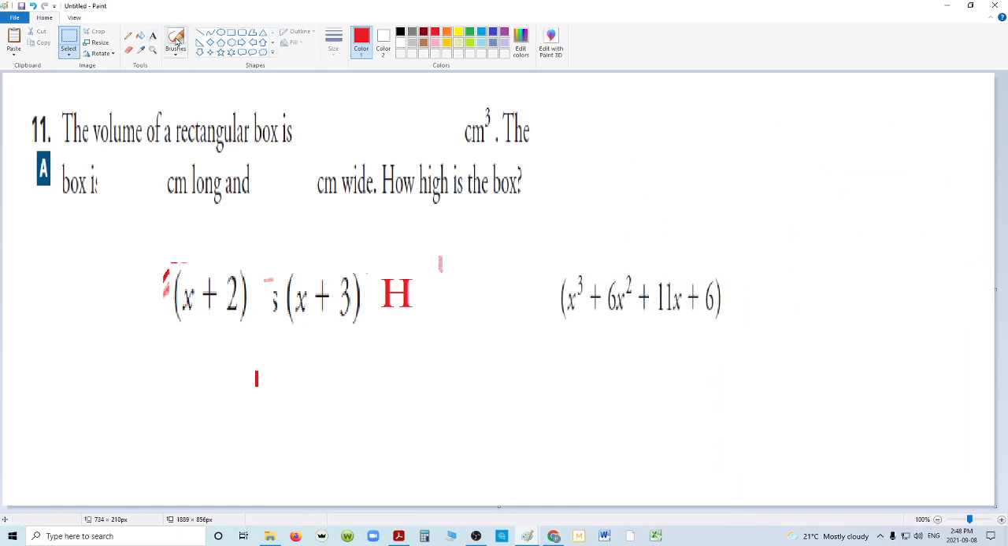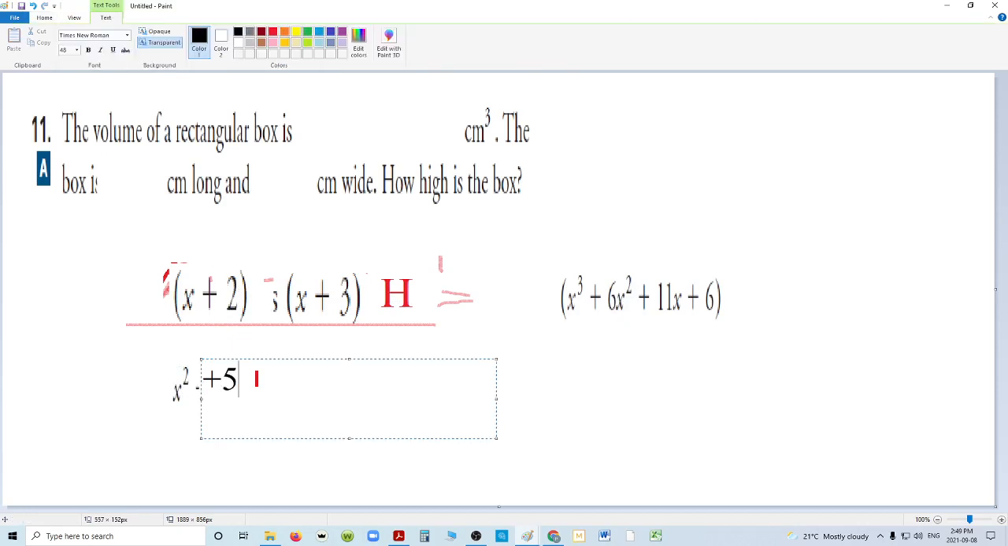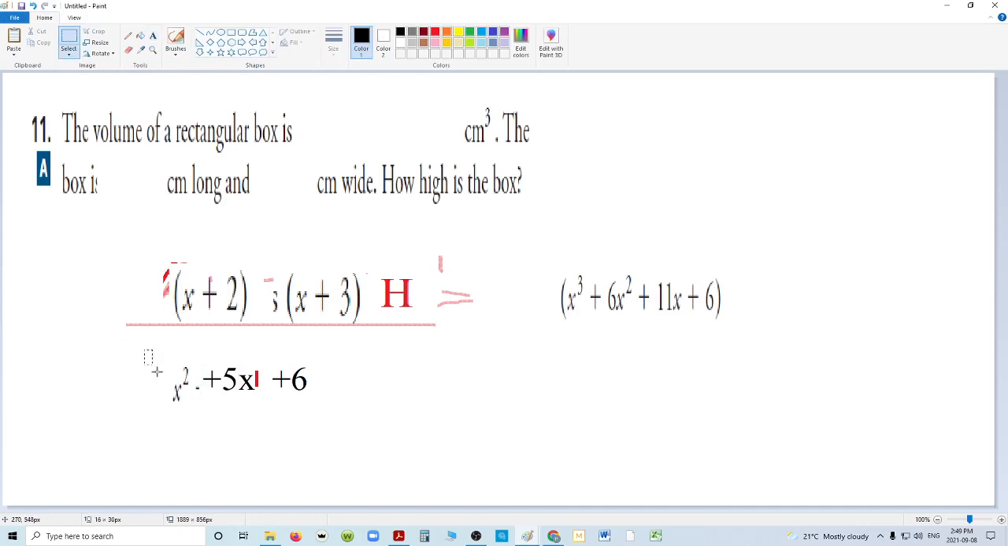Our length, our width, our height multiplied is going to be equal to that. Well, I know I can isolate that by dividing this on both sides, but I want you to expand it first. x squared plus 3x plus 2x plus 5 is instead x squared plus 5x, right? Plus 5x plus 6. Is that correct? That is correct.